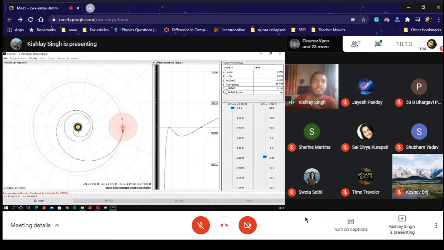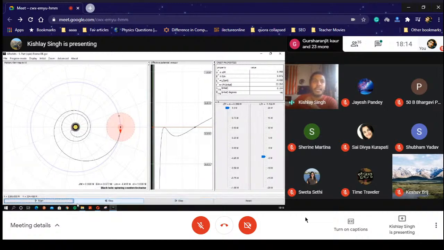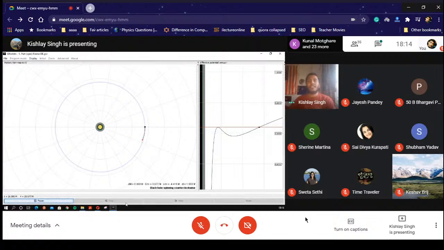This gray part is the ergoregion. Once you enter the ergoregion, you can never go in the opposite sense. You need to move in the sense of the black hole, because the spin of the black hole is so high. It just makes you spin in the direction of its spin. I'll make the simulation run once again.